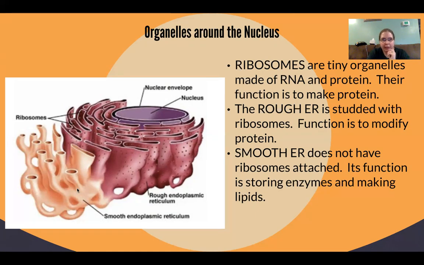Now the smooth ER, it's a little bit different shape, but look, it's still connected to the rough ER. So a smooth endoplasmic reticulum, we call it smooth because there are no ribosomes attached because it doesn't really help much with proteins. It can store certain enzymes, but its primary function is to make lipids, like the phospholipids for the membranes, or certain steroids, or good cholesterol that your body needs to function properly.